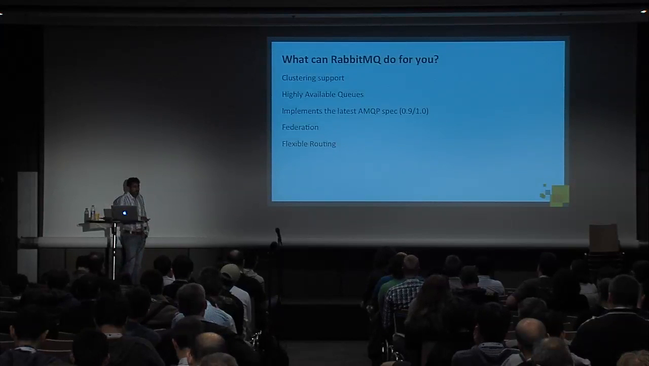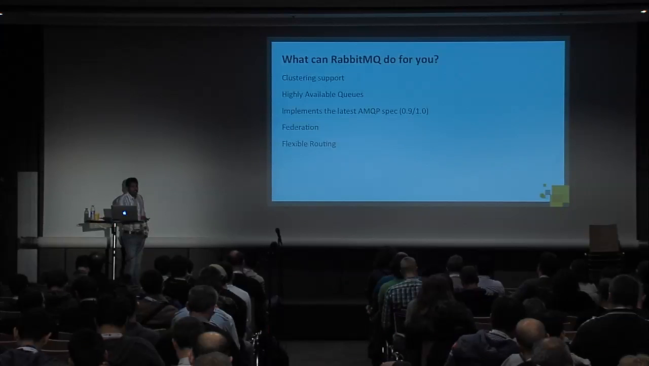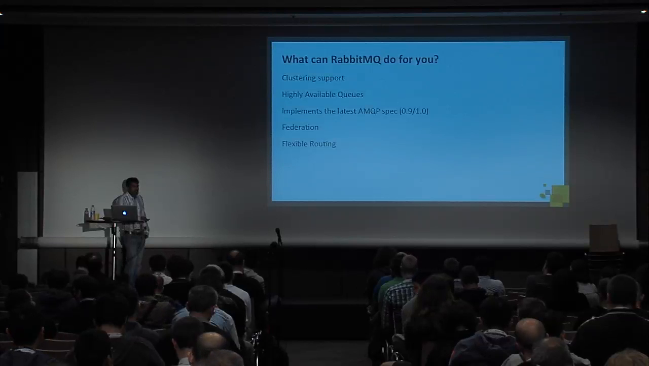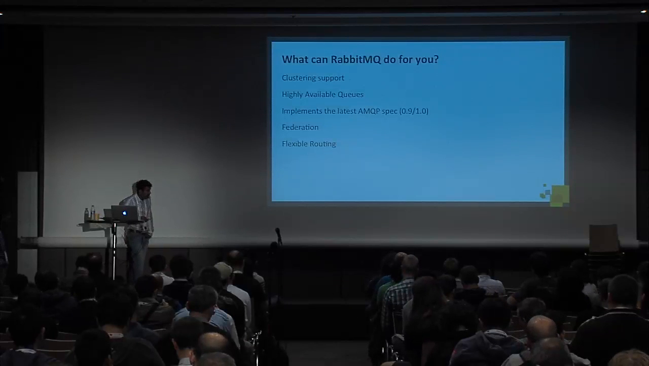And flexible routing for the queues. So when a producer puts a message to the exchange, you have flexible routing that you can enable, choosing what kind of routing mechanism you want to use between exchange and queue. I'm not going to go into much detail on the Rabbit subject here. It's a big one.